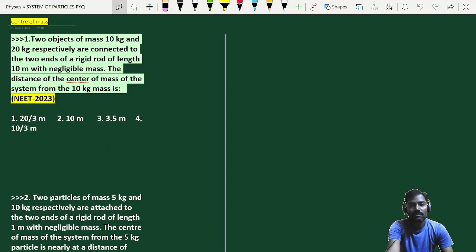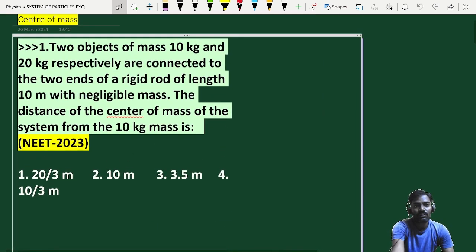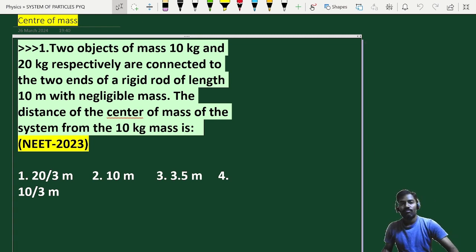Hello students, in this session we are going to discuss System of Particles chapter NEET previous year questions. So from that we are going to discuss previous year questions of NEET from two topics. One is center of mass concept, the other one is motion of center of mass concept.